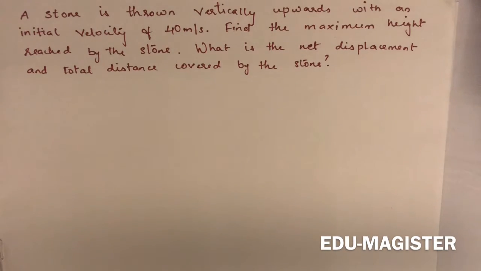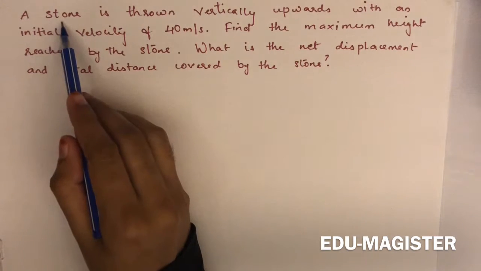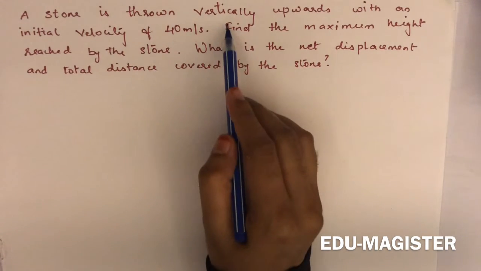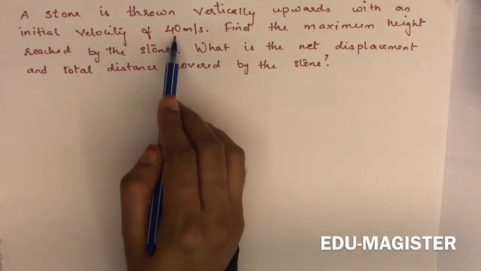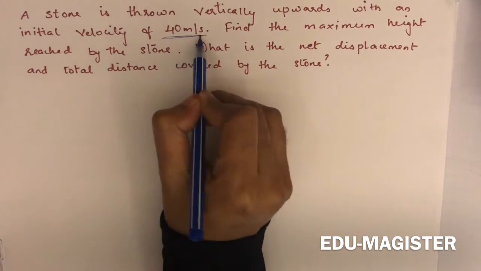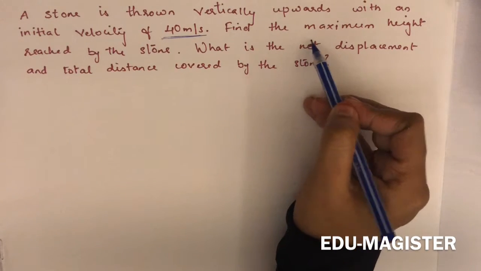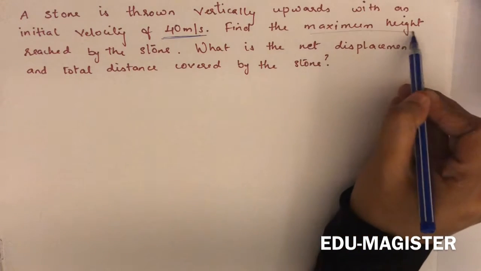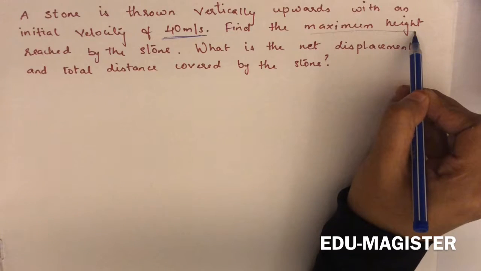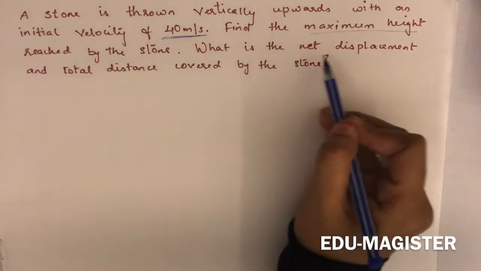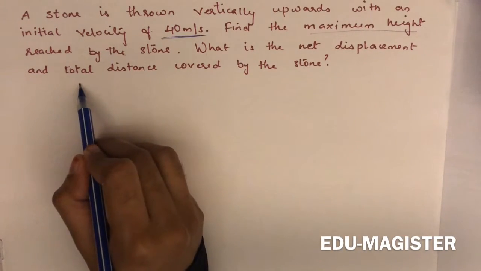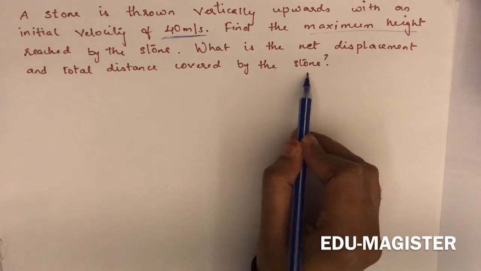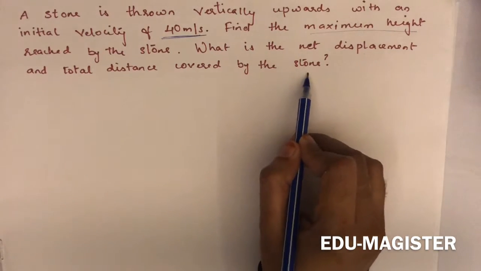So in this question, we are talking about a stone that is being thrown vertically upwards. The initial velocity of the stone is given as 40 meters per second, and they are asking us to find the maximum height that the stone has reached after throwing, the net displacement of the stone, and the total distance covered by the stone. These are the things that are asked in the question.